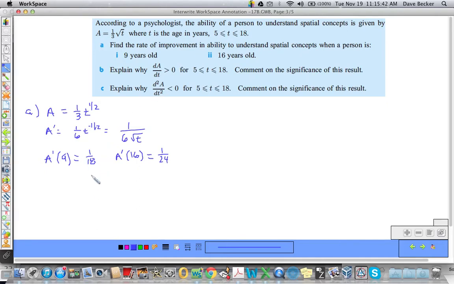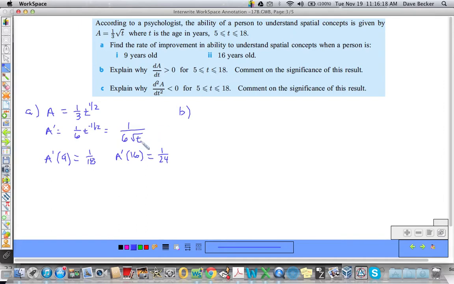This means that the rate of improvement is 1/18 units, whatever those units the psychologists use may be, but 1/18 units per year for a 9-year-old, and the rate of change of understanding spatial concepts for a 16-year-old is 1/24 units per year. Okay, so let's take a look at B. Explain why the derivative, the first derivative, is greater than 0 for 5 less than or equal to t less than or equal to 18.